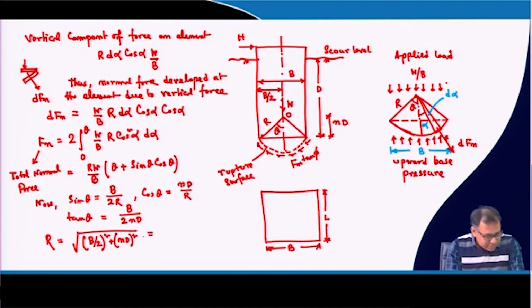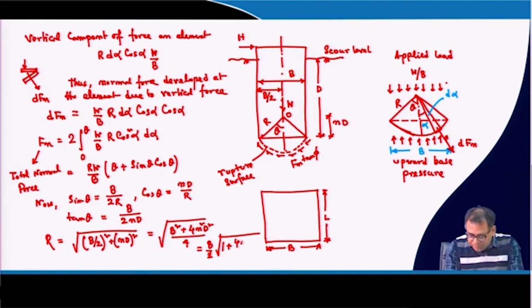So, we can write that this is equal to root over B square plus 4 N square D square divided by 4. So, finally, I can write this is equal to B by 2 root over, if I take B by 2 outside, 1 plus 4 N square D square divided by B square. So, this is the equation of R.